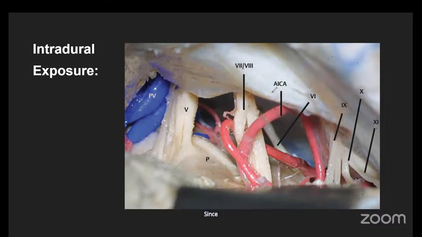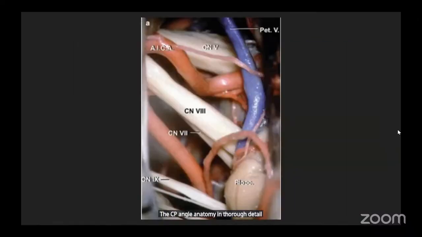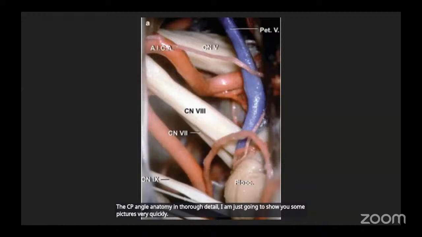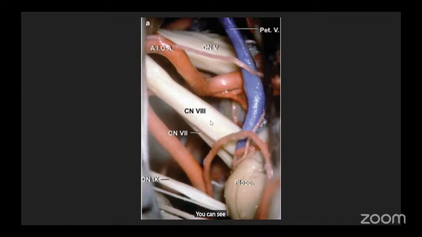Since we have done the CP angle anatomy in thorough detail, I am just going to show you some pictures very quickly, and then we are going to conclude today's session. You can see another beautiful image. Cerebellum is on this side, and the bone is on this side. You can see this 8th nerve. You can see the 7th nerve hiding behind it. You can see the ICA. And behind that, you can see the 5th nerve is there, but it's deeper. So for the 5th nerve, you would have to go deeper.